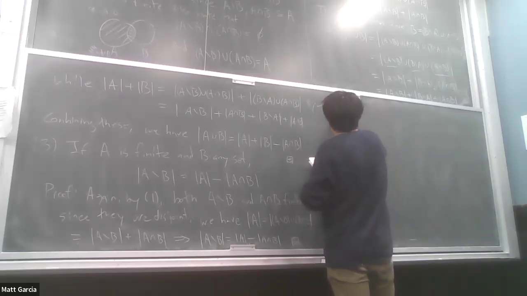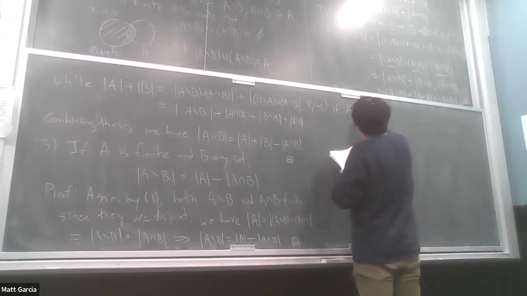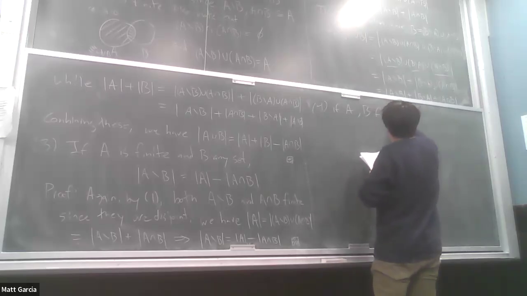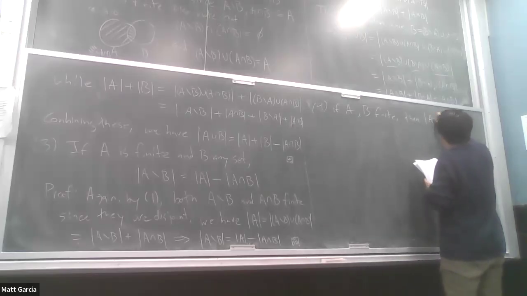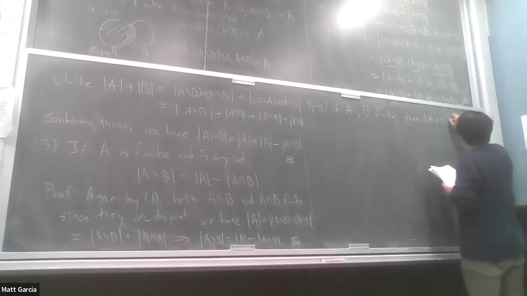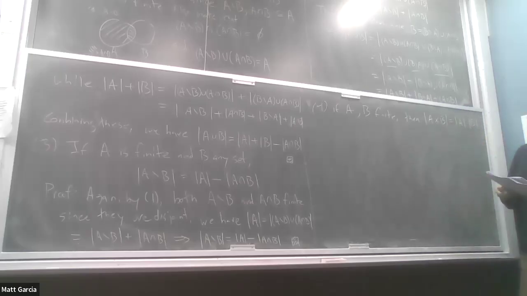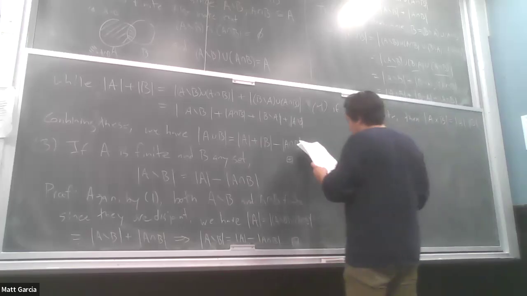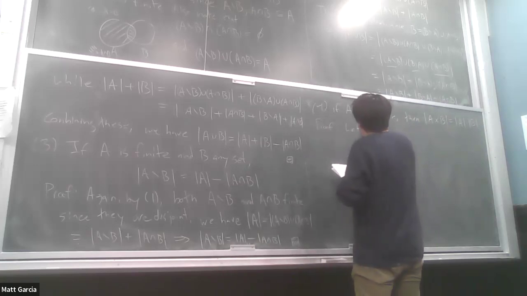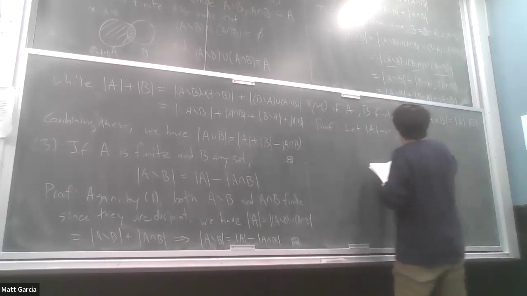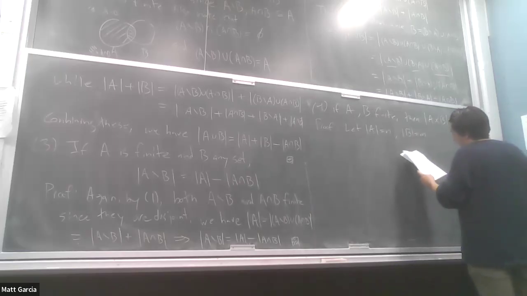So fourthly, if A and B are finite, then the cardinality of the Cartesian product of A and B is equal to the product of the cardinality of A and the cardinality of B. So we'll take the cardinality of A to be n and of B to be m.